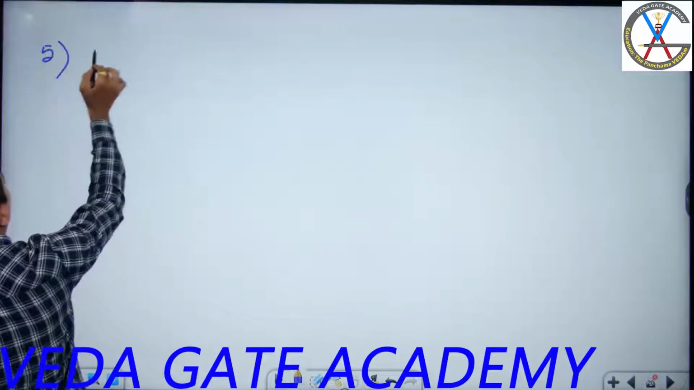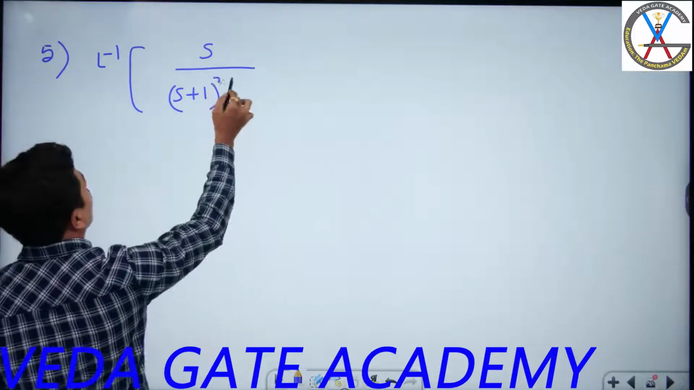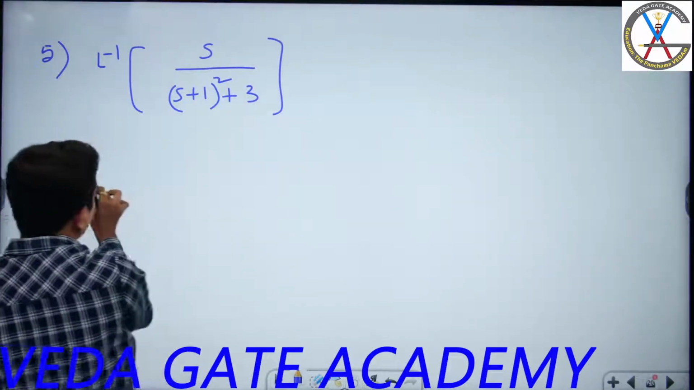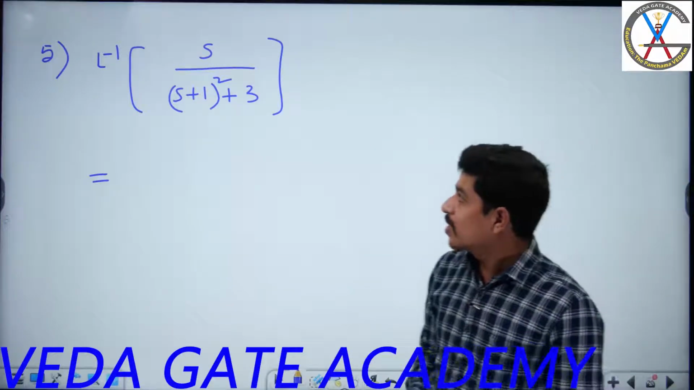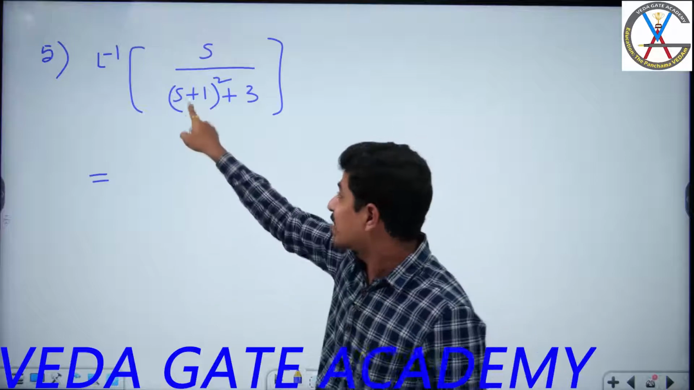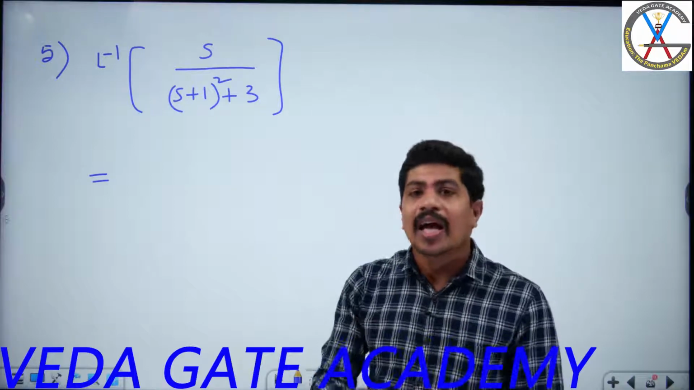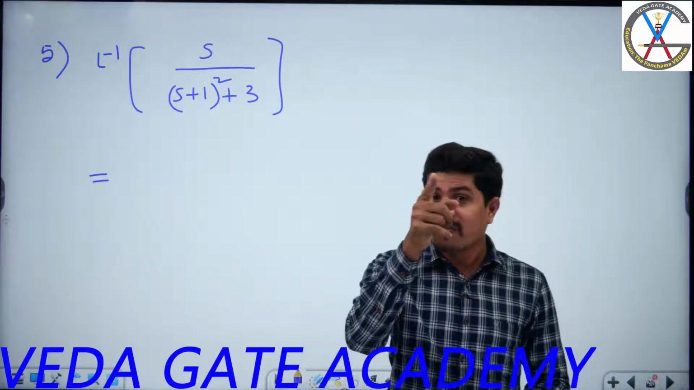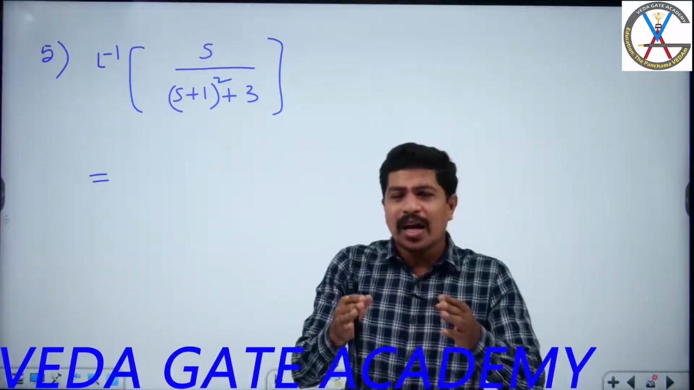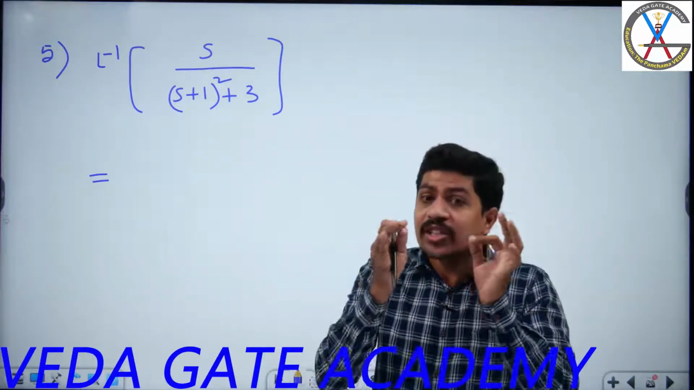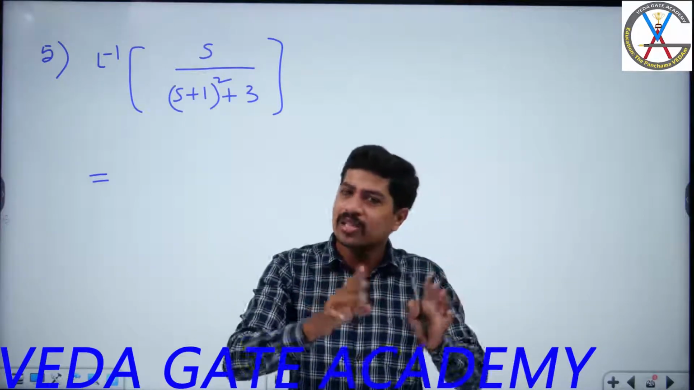Now find the inverse Laplace transform of s by (s plus 1) whole square plus 3. Observe it. This s is having shifting in the denominator, s plus 1, but in the numerator it is not having. A shifting in frequency is said to be a perfect shifting if all s terms are having the same shifting. In time domain also, all t terms must have the same shifting.